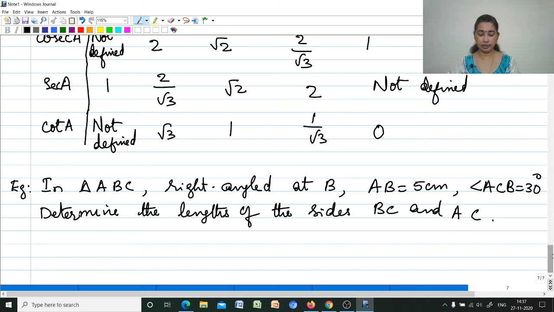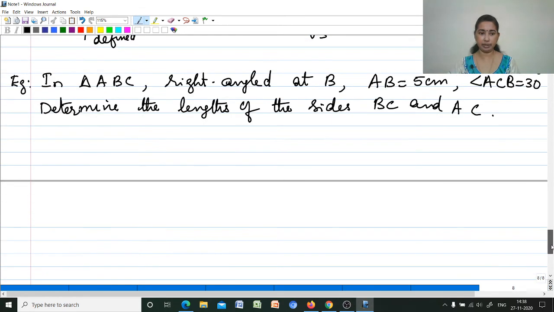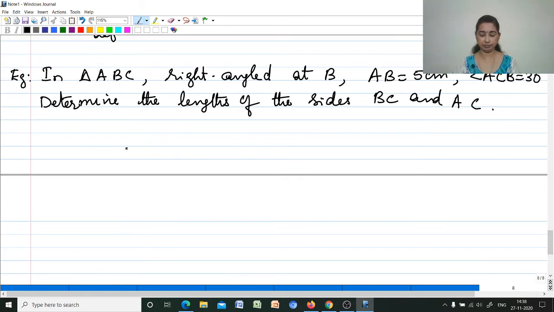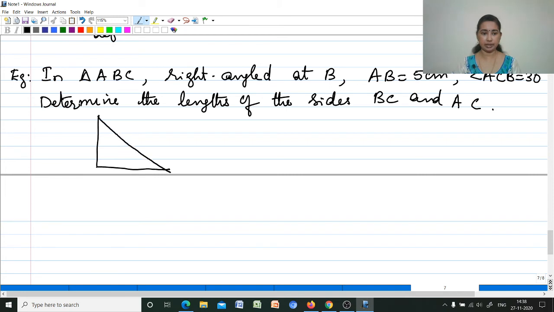So, in triangle ABC, right angled at B. So, how will the figure be? First we have to draw the figure. And here in this question, the figure is given. So, given that this is the right angle triangle ABC, right angled at B, we can take this as A and this as C. AB is equal to 5 centimeter, angle ACB means this angle is 30 degree. Determine length of the sides BC and AC.